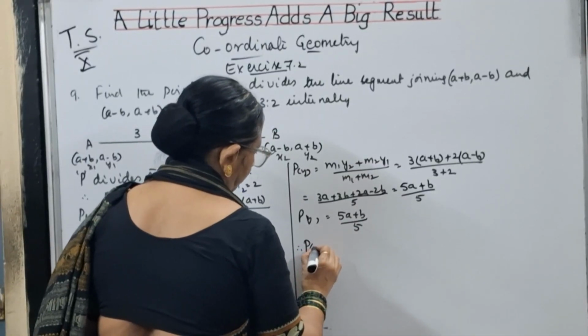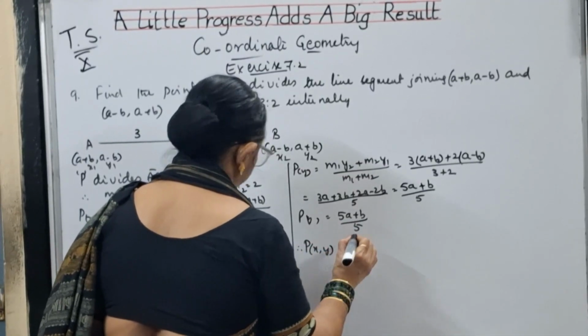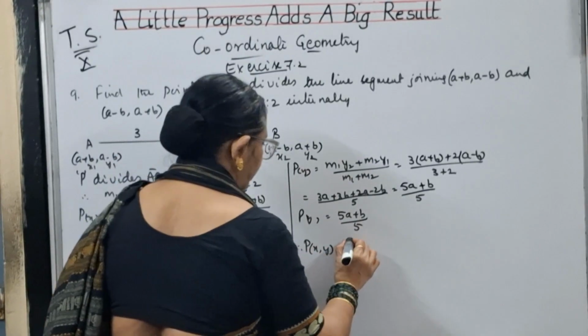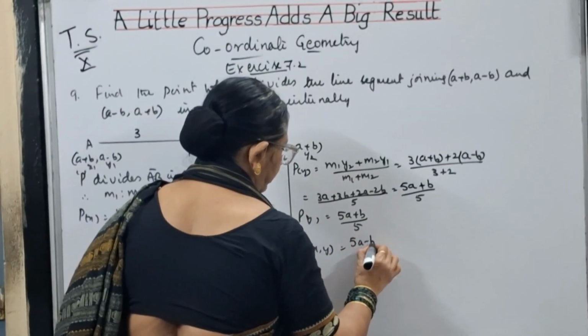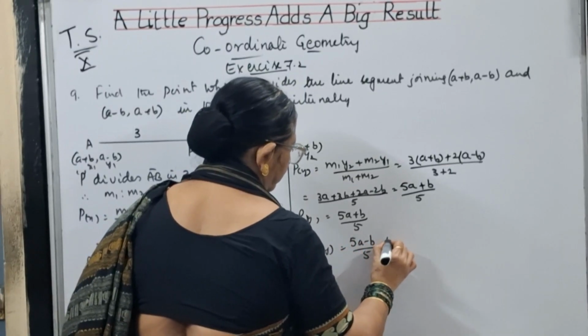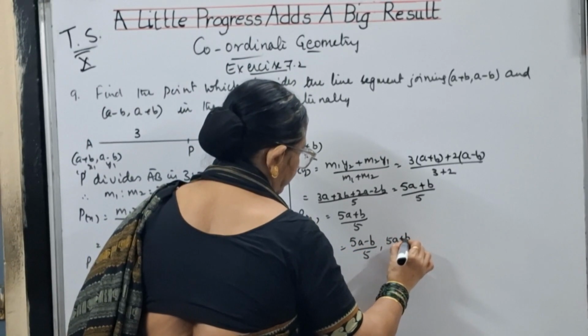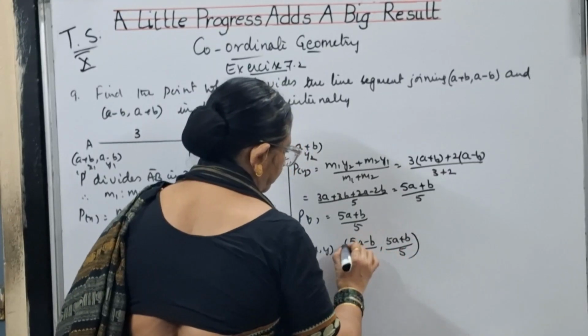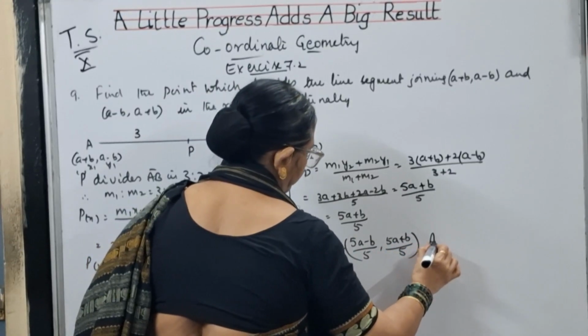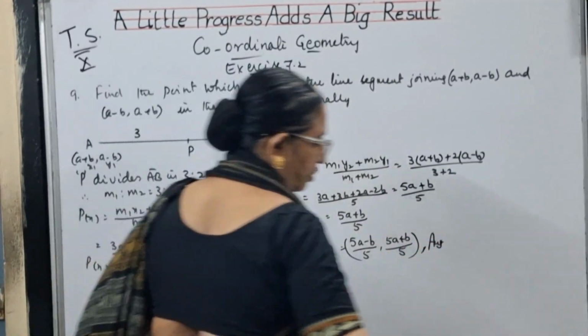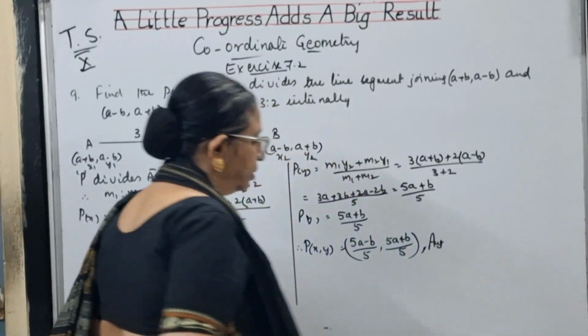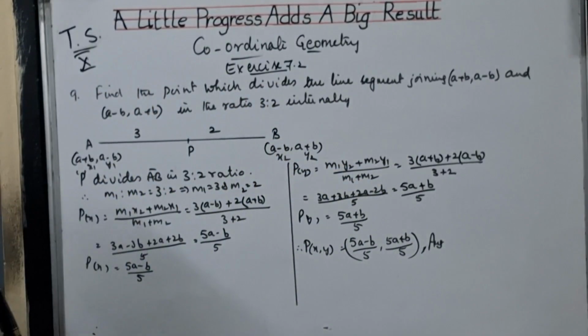Therefore, p of x comma y is equal to ((5a minus b) by 5, (5a plus b) by 5). This is the answer for this problem, children. Please note it down. This is the 9th one.